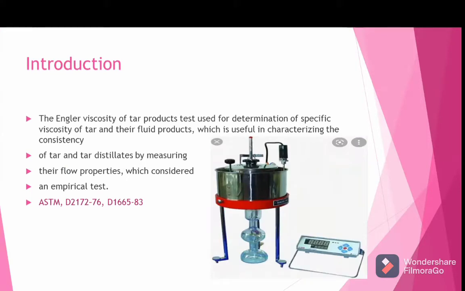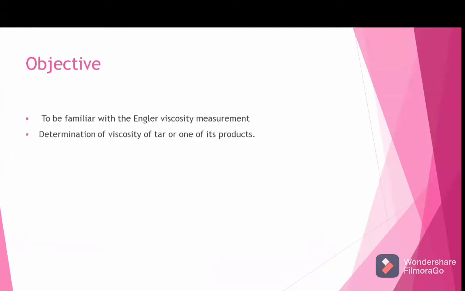What is an angular viscometer? Basically, an angular viscometer is used to determine the angular viscosity of any product, for example, tar products. The angular viscosity test is used for determination of specific viscosity of tar and their fluid products, which is useful in characterizing the consistency. If you want to study the flow properties of any product, we can use it. And the ASTM standards of this instrument are D2172-76 and D1165-83.